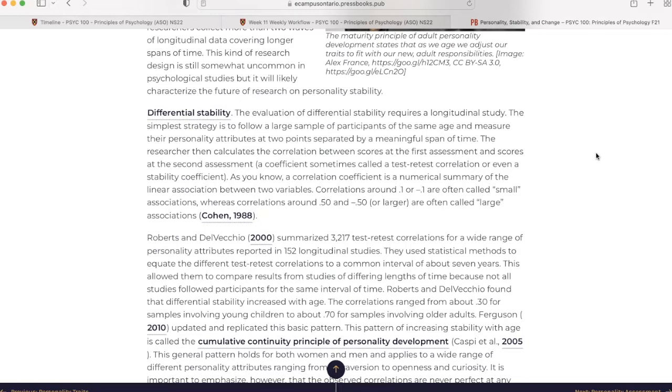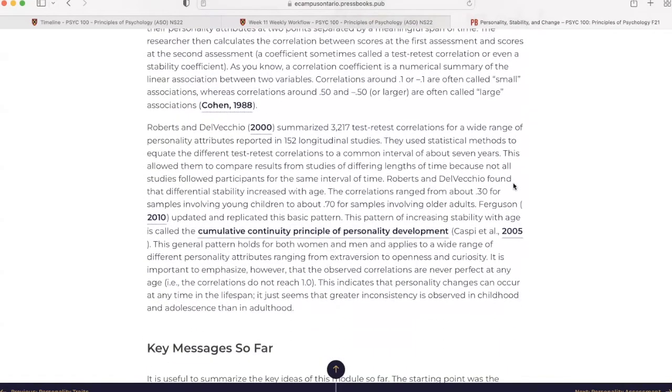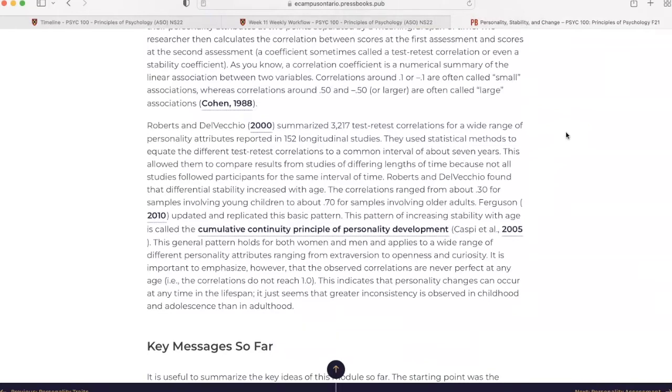Roberts and Del Vecchio in 2000 summarized 3,217 retest correlations for a wide range of personality attributes reported in 152 longitudinal studies. They used statistical methods to equate the different test-retest correlations to a common interval of about 7 years. This allowed them to compare results from studies of differing lengths of time because not all studies followed participants for the same interval of time.